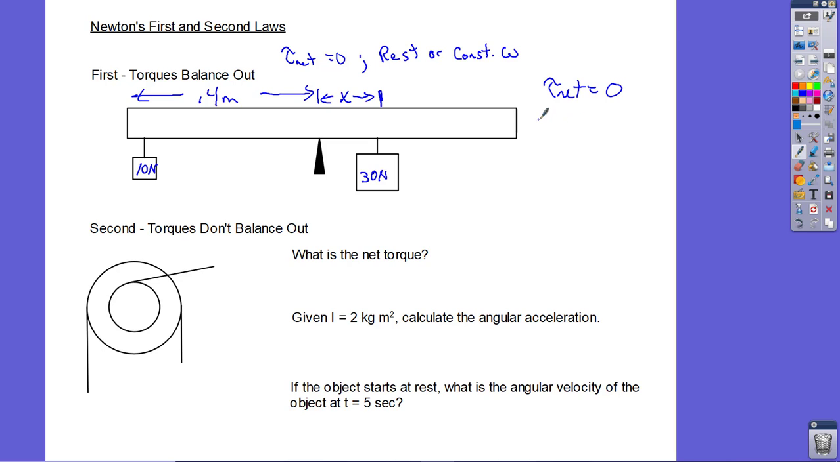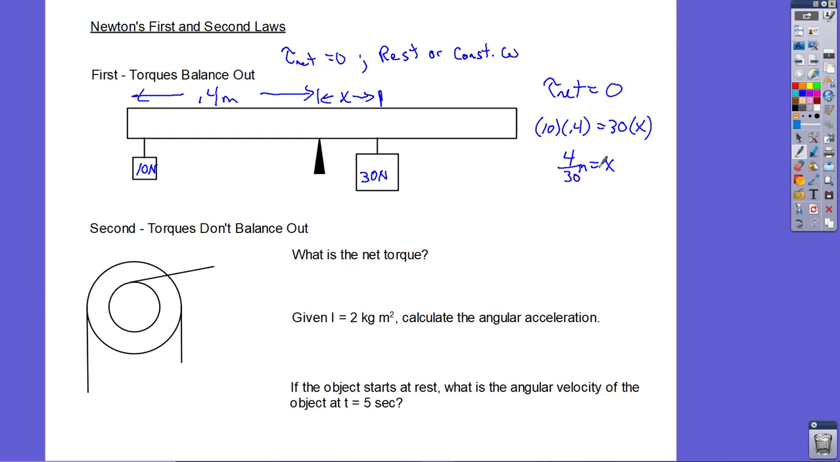So we know that 10 times 0.4 has to equal 30 times x. And so that's a pretty simple problem. So we've got 4 divided by 30. And you can do the math if you want to put that into a decimal. Okay, that would be in meters.